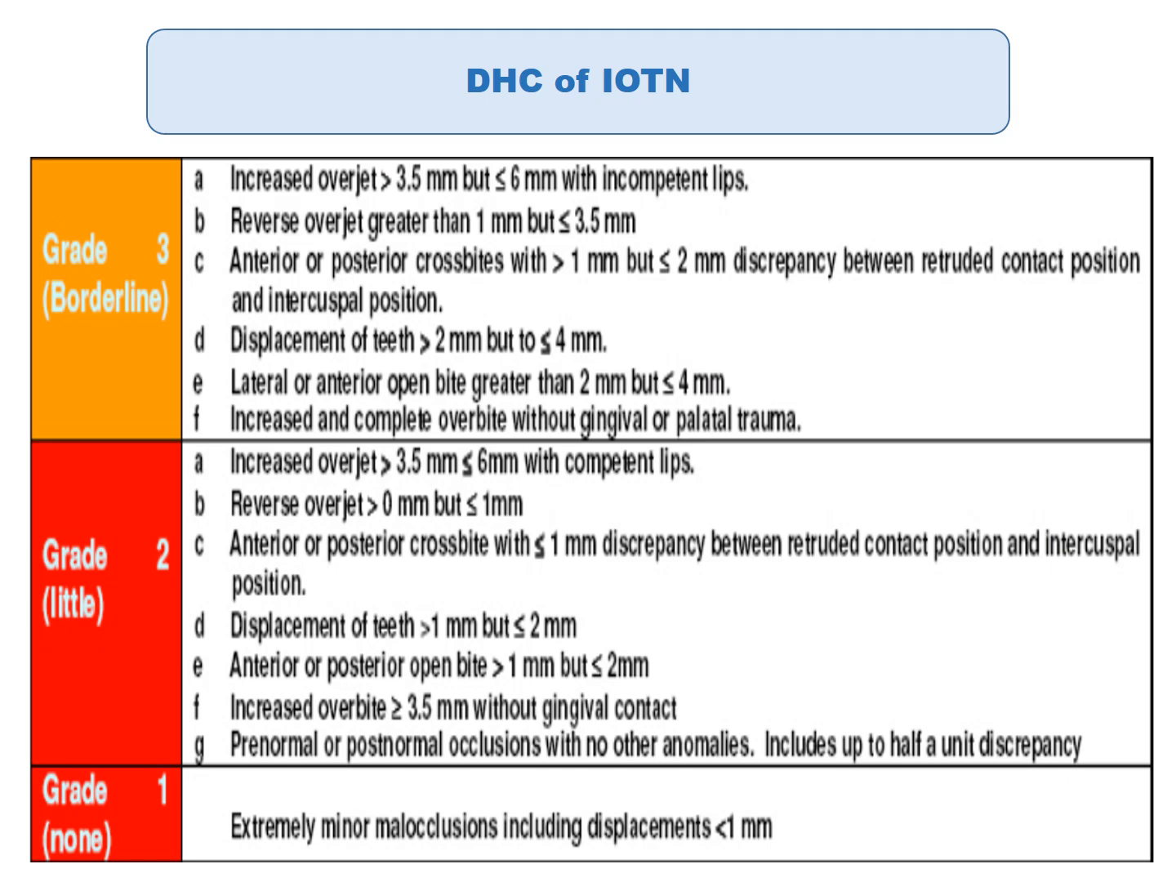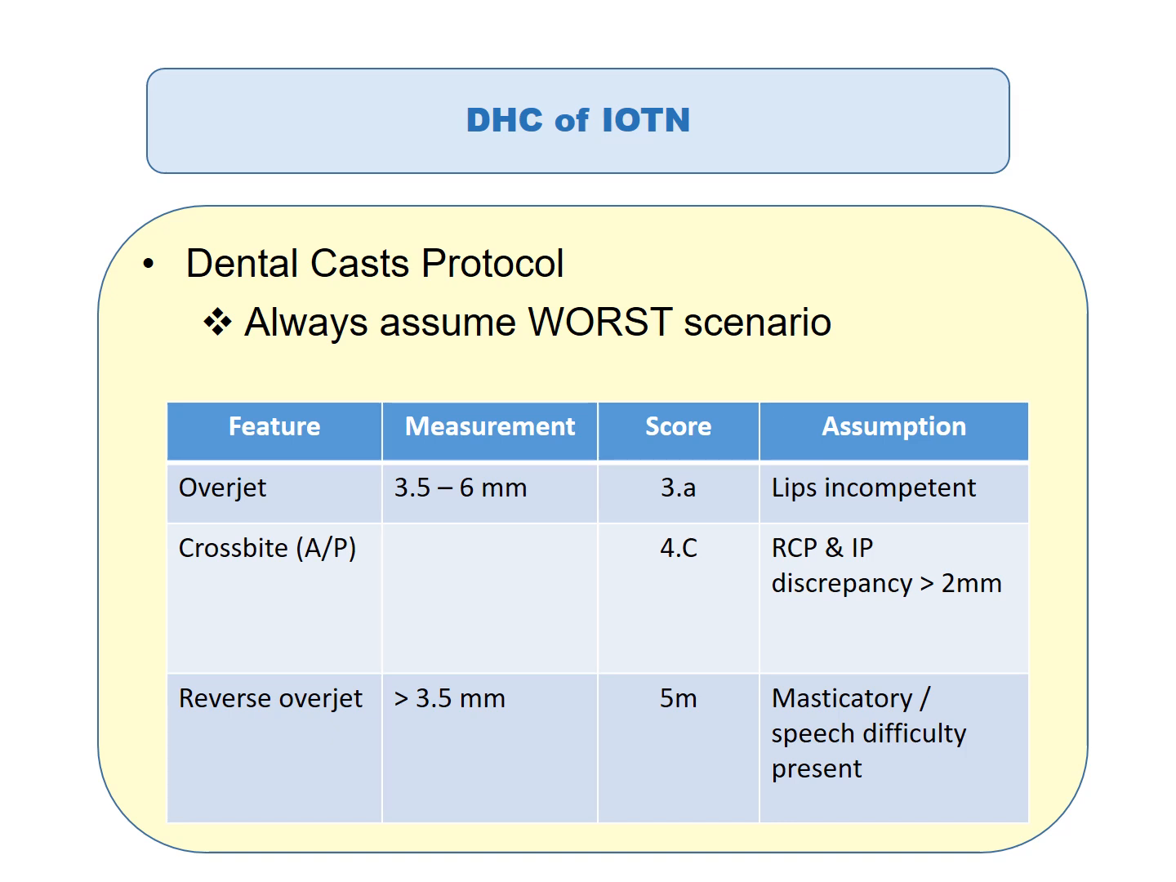After that you have grade 3, which is considered borderline need for treatment, grade 2 very little need for treatment, and grade 1 no treatment is indicated. Now the dental health component of IOTN can also be used on a dental cast, and in the dental cast protocol we always assume the worst scenario. For example, if the overjet is between 3.5 to 6 millimeters, then we assume that the lips are incompetent and give it a score of 3.8.